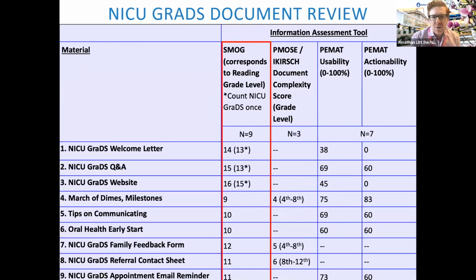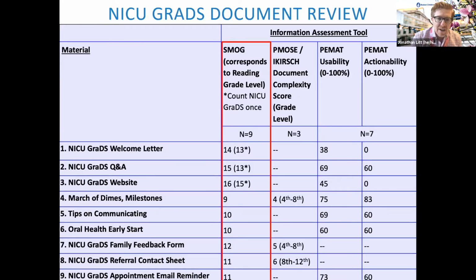And the SMOG score is a systematic way of assessing the reading grade level of a given text. And the number that you see in the chart here, in this box that's outlined in red, corresponds to the grade reading level of a given text. Let's keep in mind that the average reading level for an American is 7th or 8th grade.